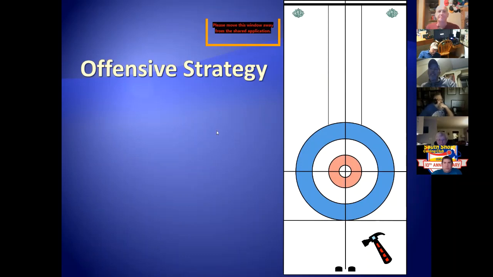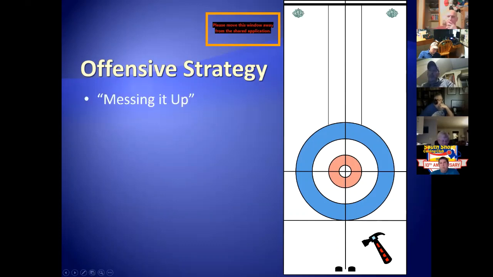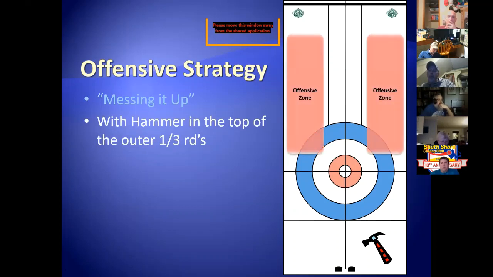So in typical American sports, offensive strategy tends to be the more aggressive strategy, and in curling, hitting tends to be defensive. So it's sort of the opposite of what we normally see in typical American sports. For offensive strategy, as Jordan said, we're going high risk, high reward, or in curling lingo, what we might call messing it up. So with the hammer, we're going to use the top of the outer third.